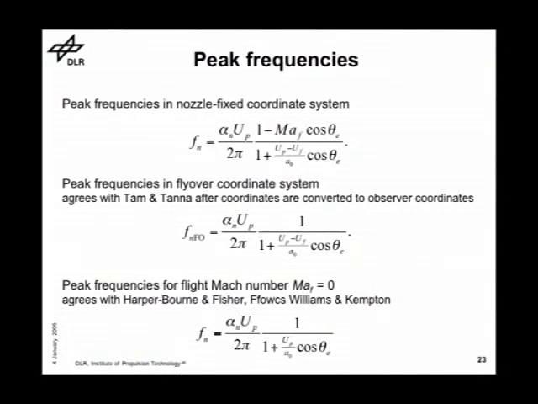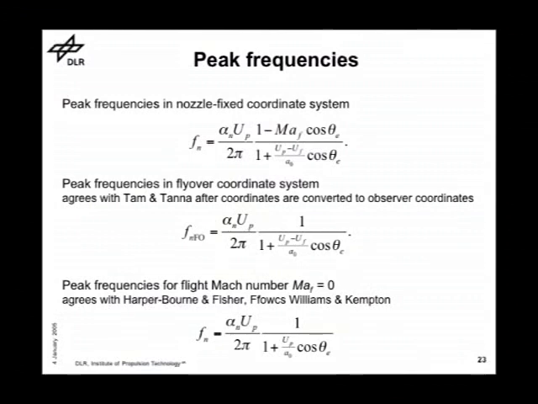And we can determine the frequencies from these equations, with this very, very simple turbulence model, so that the peak frequencies in a nozzle-fixed coordinate system are given by this. This is the axial wave number, this is the phase speed, this is the Doppler factor, and this is some other Doppler factor. Okay, this is the equation. And the peak frequencies in the flyover coordinate system, that is when we measure on the ground and the aircraft comes by, flies over, are given by this equation.